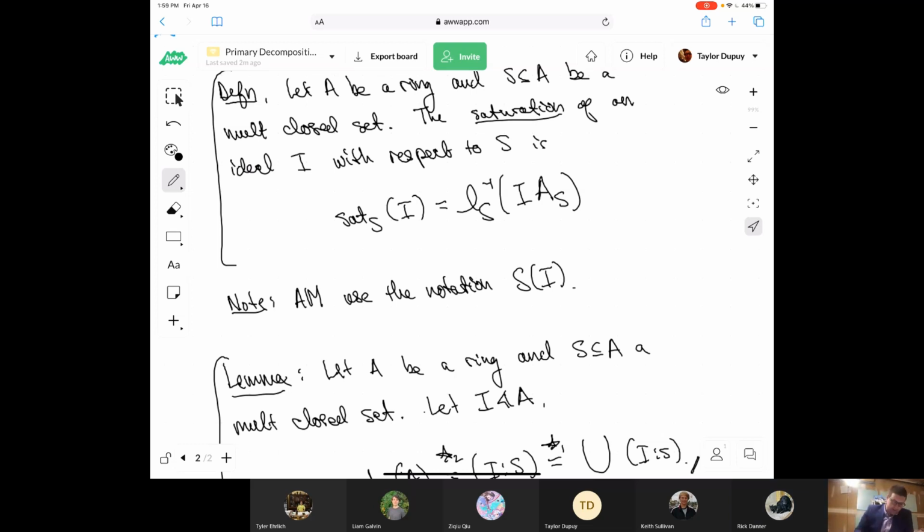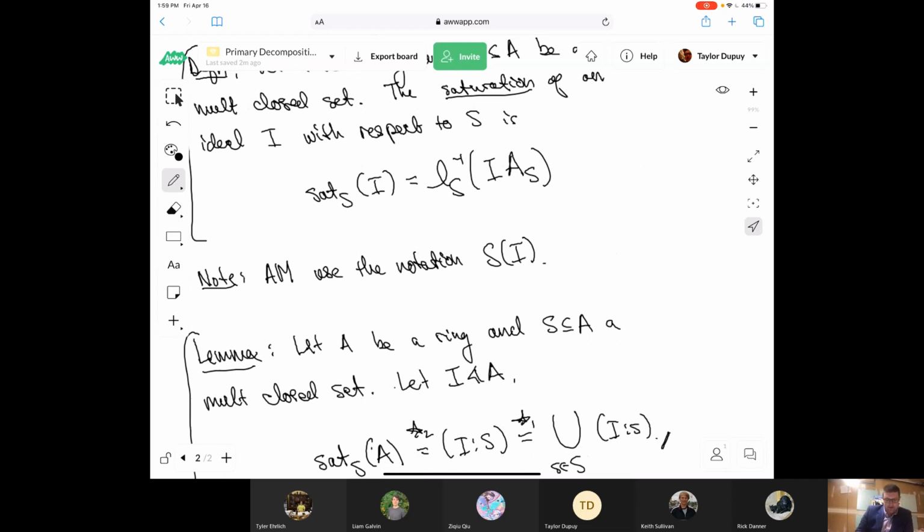And this is the other thing I was saying: you should think of the colon ideal as adding denominators, but not really, because you are literally adding denominators in this localization, but then you just take the inverse image.